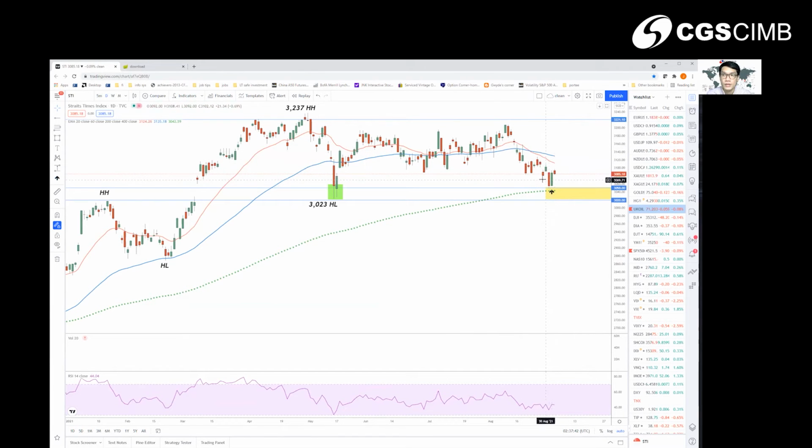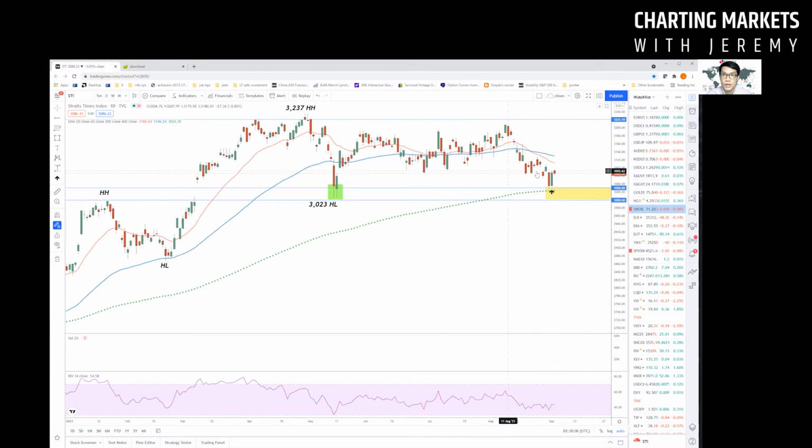So with that in mind, I think the next thing that we'll be looking out for is for the STI to show us a convincing close above the 3100 overhead resistance. I think once we see a bullish close above the 3100 psychological resistance on the daily time frame, then we'll likely get the confirmation that the bottom is in play and the STI is ready to continue to trend back higher here in the near term.